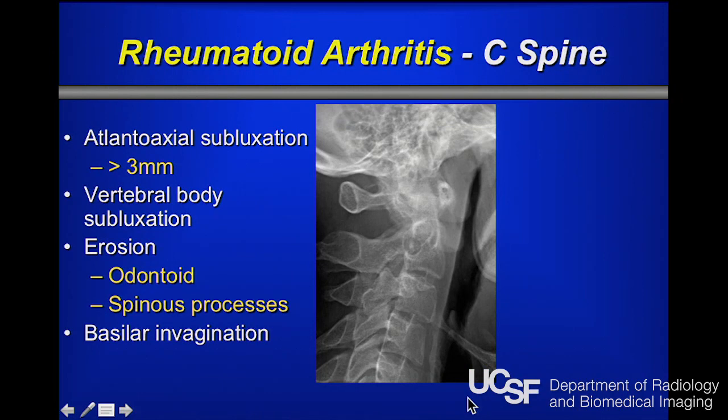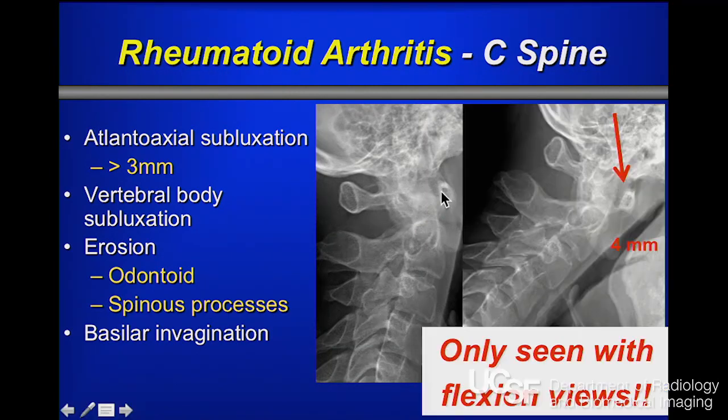And another important issue is that as rheumatoid arthritis progresses, it affects also the cervical spine. Somehow it loves the cervical spine, and it loves especially the craniocervical junction. And it really destroys the ligaments. The pannus tissue destroys the ligaments, and there's atlantoaxial instability. If this is wider than 3 millimeters, then that's abnormal.